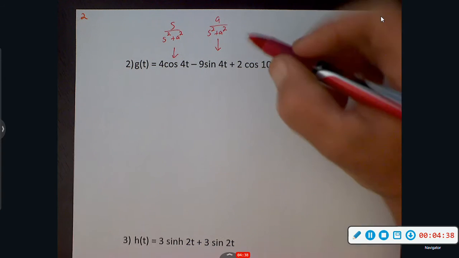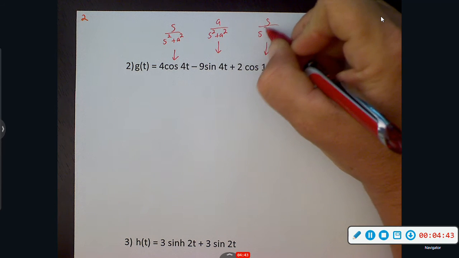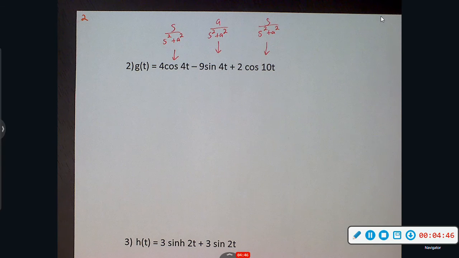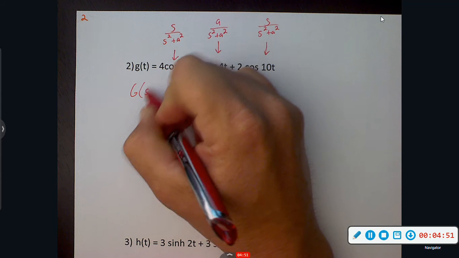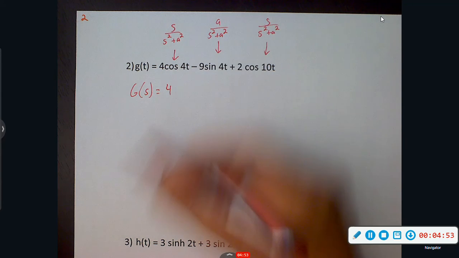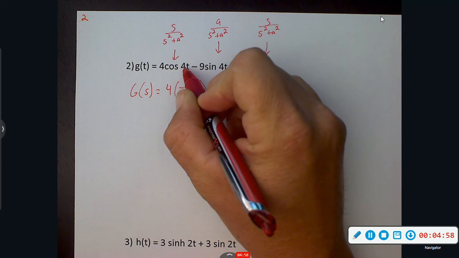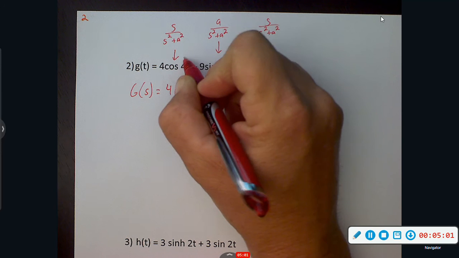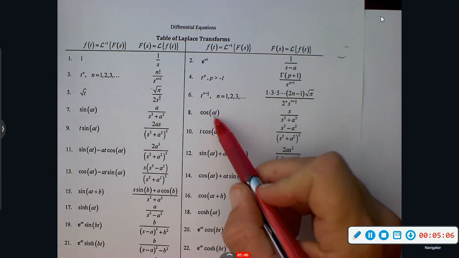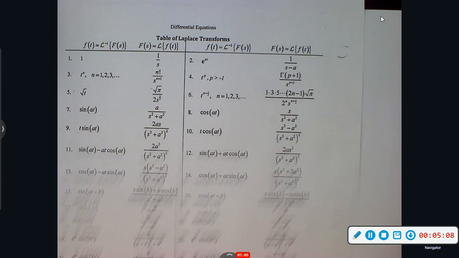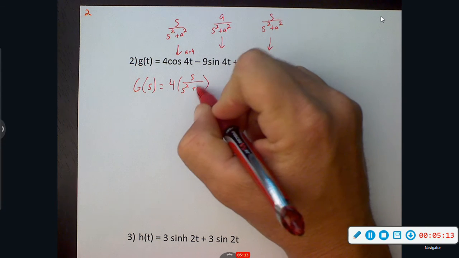Okay, cosine 10t. So back to the first one. S over s squared plus a squared. S is not my strongest variable, I'm going to say. Laplace transform of g of t, or you can just say capital G of s. So 4 is a coefficient. We'll have s over s squared plus a squared, where a is 4. And you can identify that from the function, right? So cosine at, a is in front of t. So 4 squared is 16.